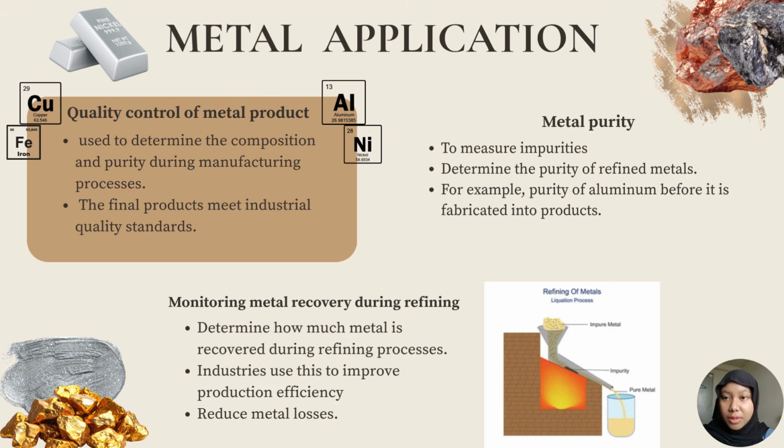Second, we have metal purity. The metal industry uses gravimetric analysis to measure impurities and determine the purity of refined metals. For example, the purity of aluminium before it is fabricated into products such as aircraft components, automotive parts, construction materials, and beverage cans. Aluminium ions are precipitated as aluminium hydroxide and then ignited to aluminium oxide.